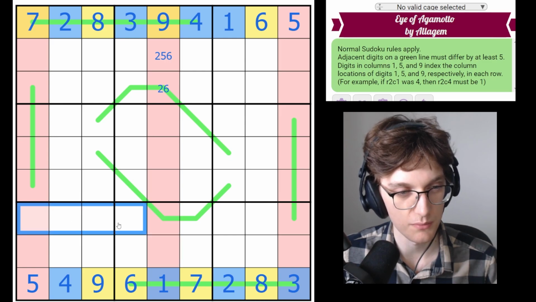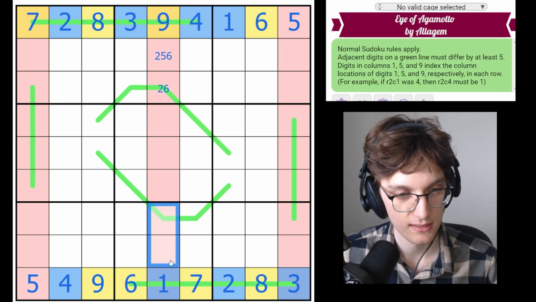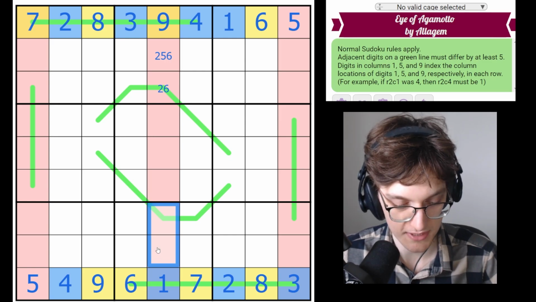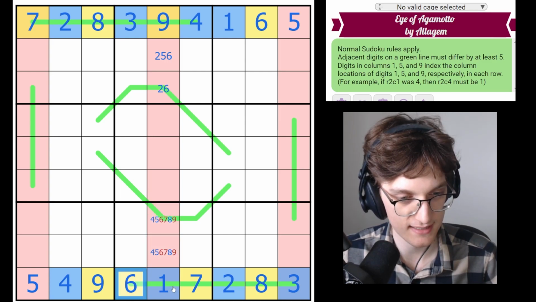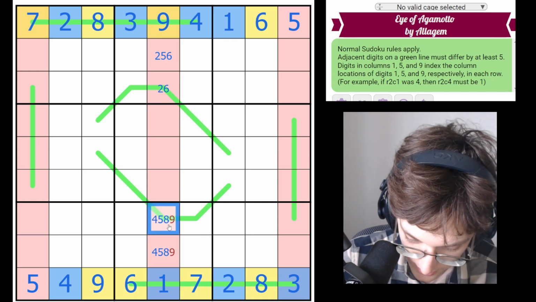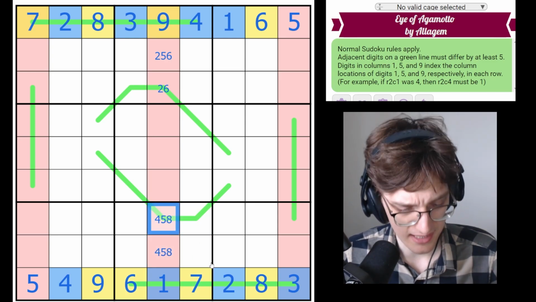5 down here cannot be 1, 2, or 3 because of this. That means it's 4 through 9. And if we just type all those in, we'll see that they can't be 6, 7, or 9. Hello? Oh, I think my computer broke. What the heck? There we go. Okay. And then this one can't be 5 again.